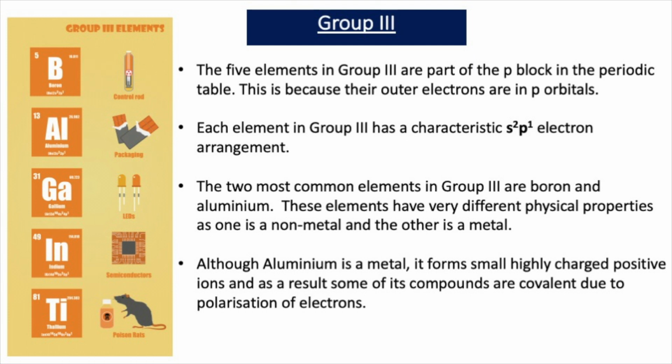And the 2 most common elements in Group 3 are boron and aluminium. And it's these 2 elements that you need to know about for the exam. Now, these elements have very different physical properties, as one is a non-metal and the other is a metal. Now, although aluminium is a metal, it forms small, highly charged positive ions, and as a result, some of its compounds are covalent due to polarization of electrons. Now, compounds of aluminium and compounds of boron do have some similarities, and we're going to look at these during this lesson.